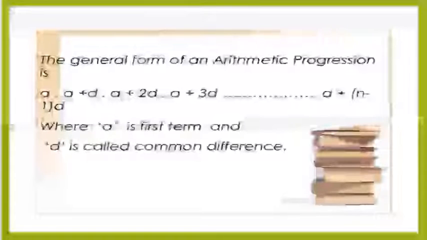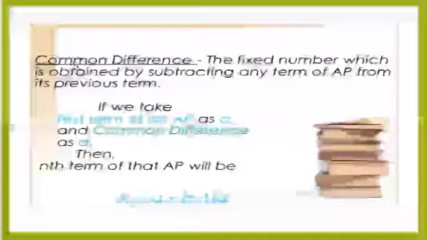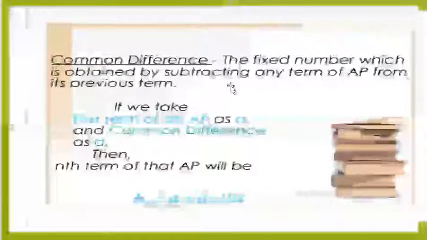Okay, now we'll see the next point, common difference. The fixed number which is obtained by subtracting any term of AP from its next term is the common difference. If we take the first term of AP as a and common difference as d, then the nth term of that AP will be in this way: a n is equal to a plus, in bracket, n minus 1, completed bracket, into d.